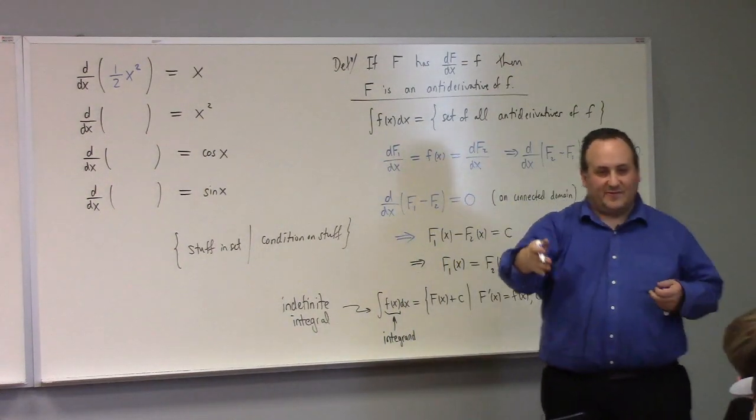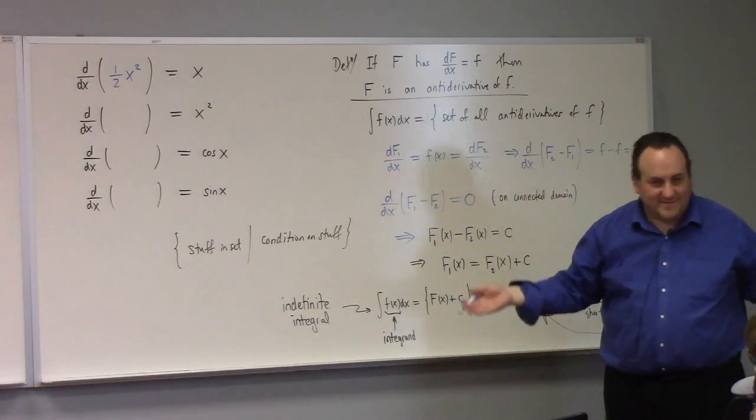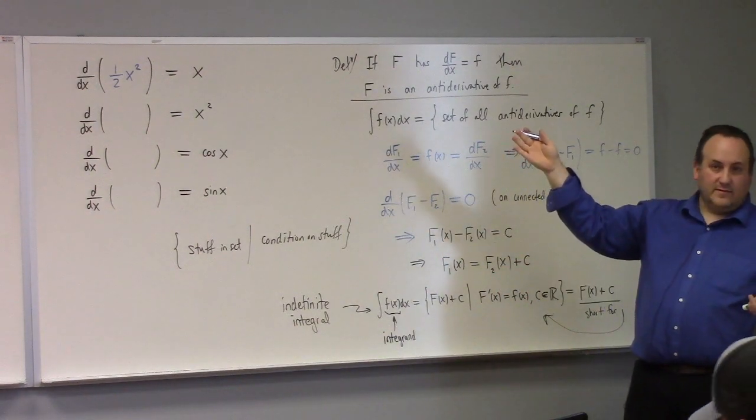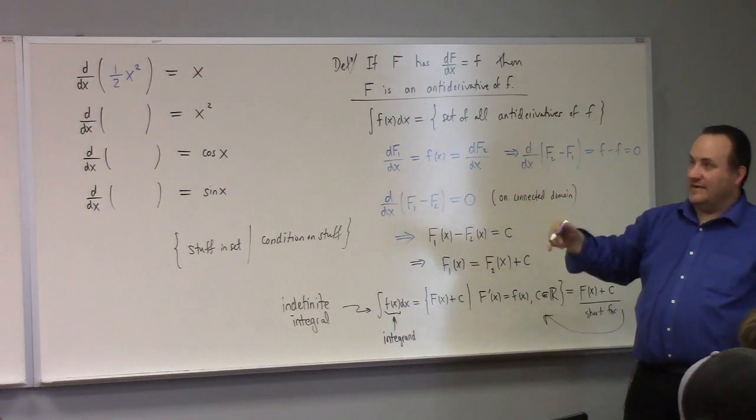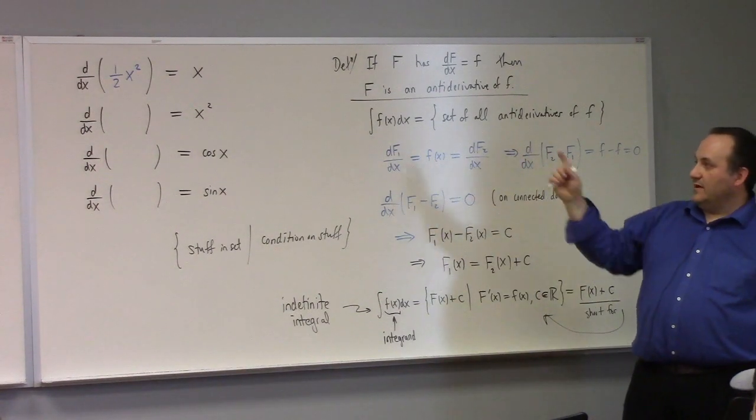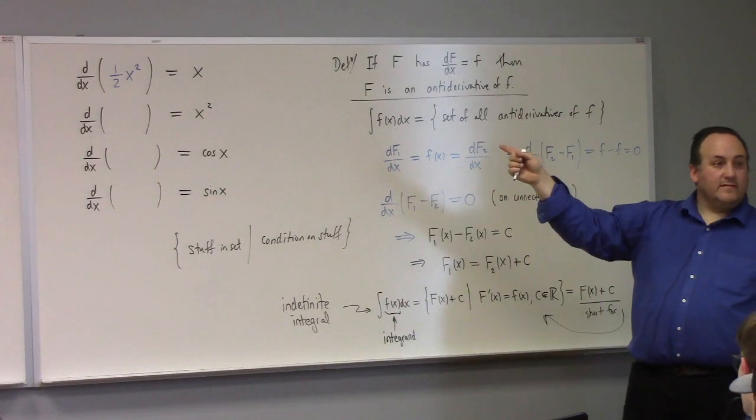You could add a constant to that, right? You could have told me 1/2 x squared plus 10, whatever. But 1/2 x squared works. Is the point. So that is an antiderivative of x, 1/2 x squared. What can I differentiate to get x?